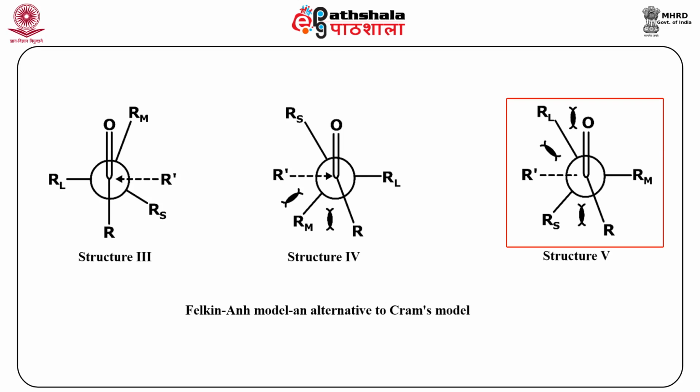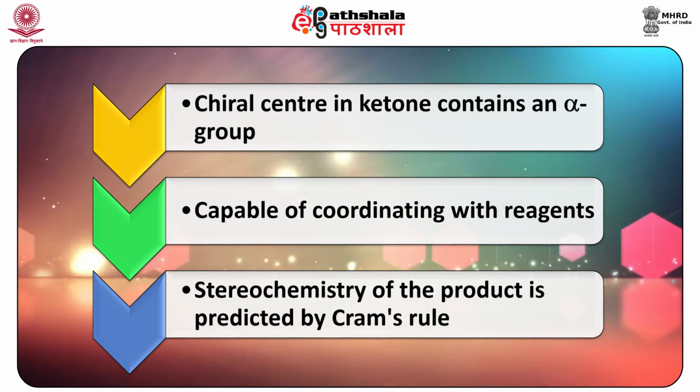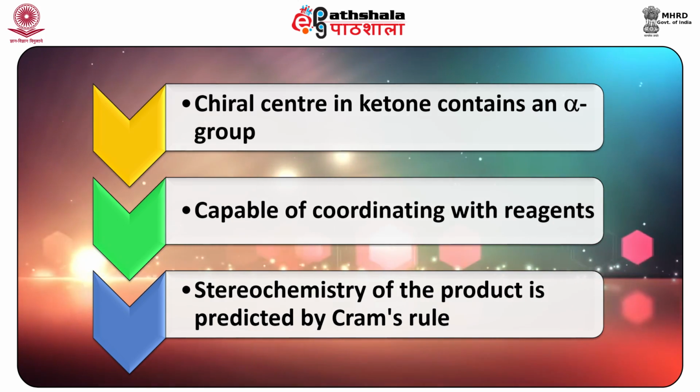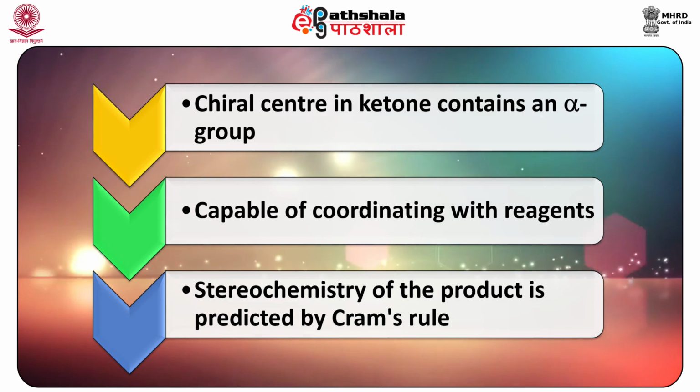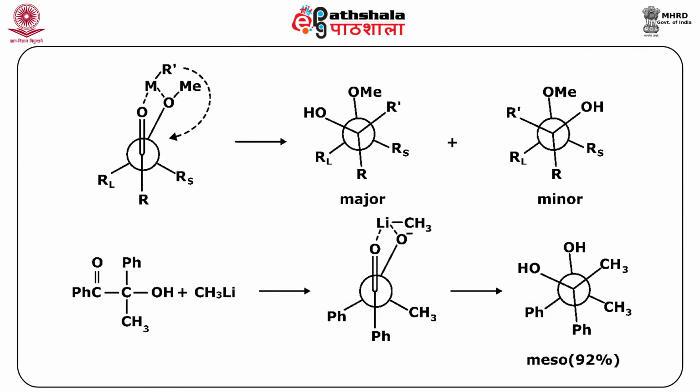A third conformation, as in structure 5, may make some contribution but is generally ignored due to unfavorable steric interactions. If the chiral center in the ketone contains an alpha group such as OH, NH2 and OMe, which is capable of coordinating with the reagents, the stereochemistry of the product is predicted by Cram's rule based on the rigid chelate cyclic model as in structure 6, all shown in figure 7, in which the metallic part of the reagent is doubly coordinated to form a 5-membered ring.